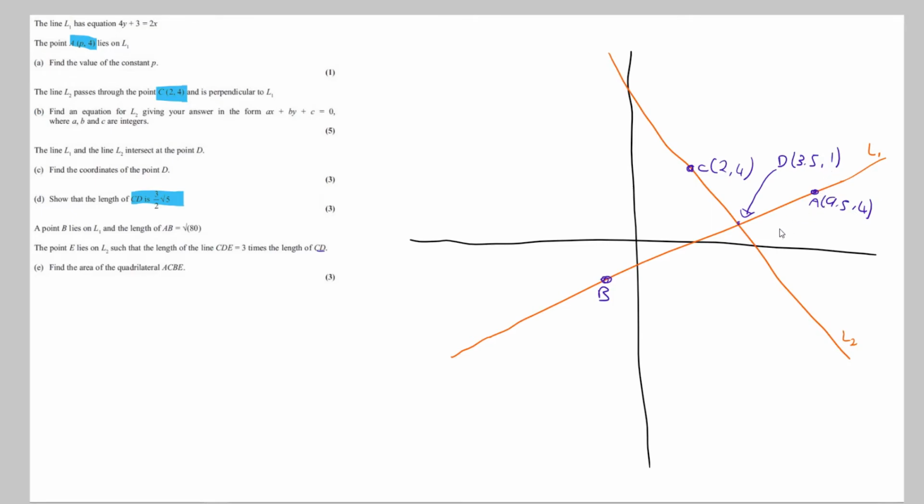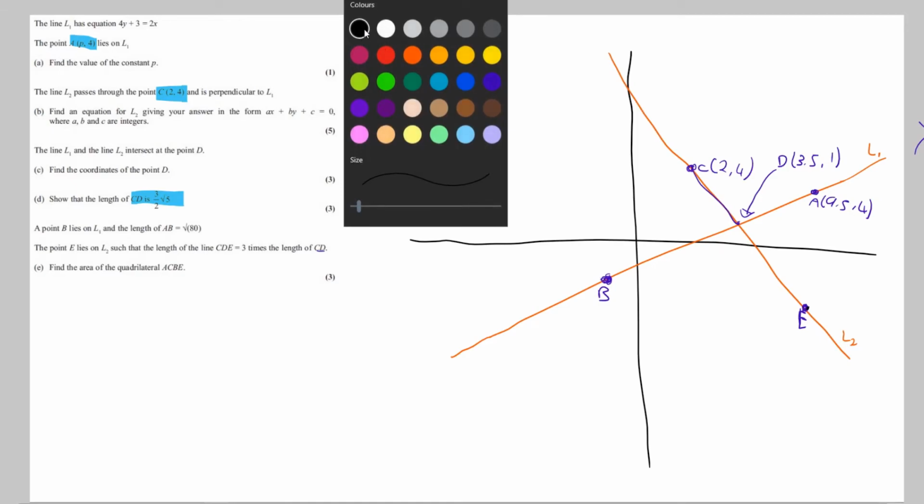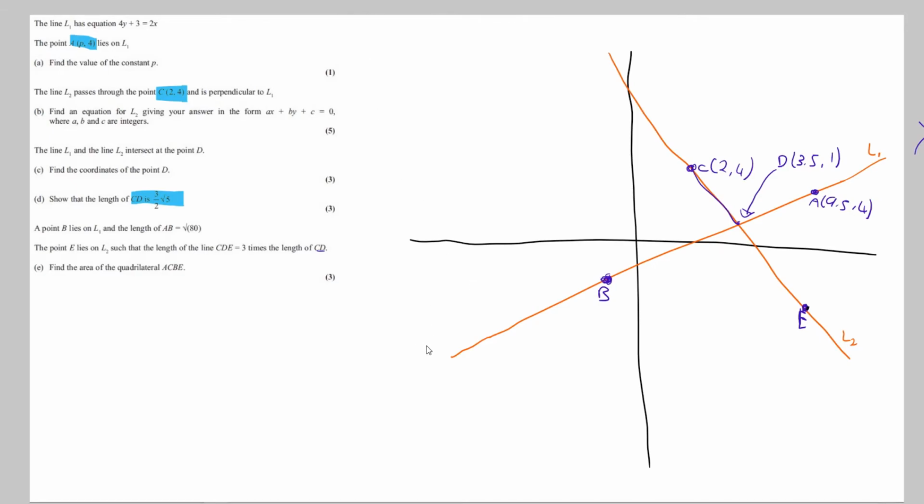Perfect. So now we just need to put E somewhere. So the line CDE is 3 times greater than the length of CD. So CD is this line here, and CDE would put E somewhere around here. So E. Alright, perfect. Okay, so there's a little bit of understanding to know about this question. A lot of you might be interested in finding the coordinates of B and E. And I know it would probably be the first thing I would try before I realize that I'm going wrong. But actually we don't need to do that.